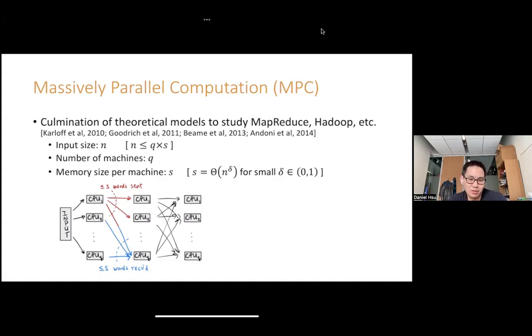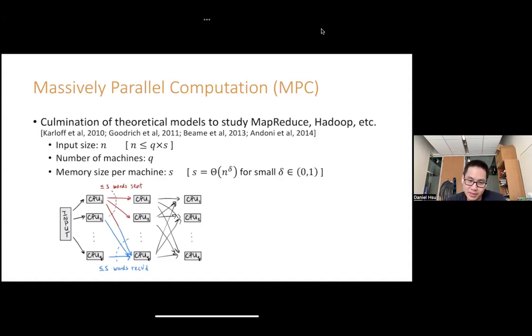And so the way the MPC model proceeds is that first the input is distributed across the Q different machines. And then each machine can do some processing on its own local memory, the input that it has in its local memory. And then a round of communication will take place. In this round of communication, every machine can send messages to all the other machines, but it must be the case that the total number of bits, or words in this case, that's sent by any single machine is no more than its memory size S. Okay? And at the same time, no machine can receive more than S words, otherwise there's no way to store it. So a massively parallel computation algorithm has to ensure this kind of communication constraint in each round of communication.